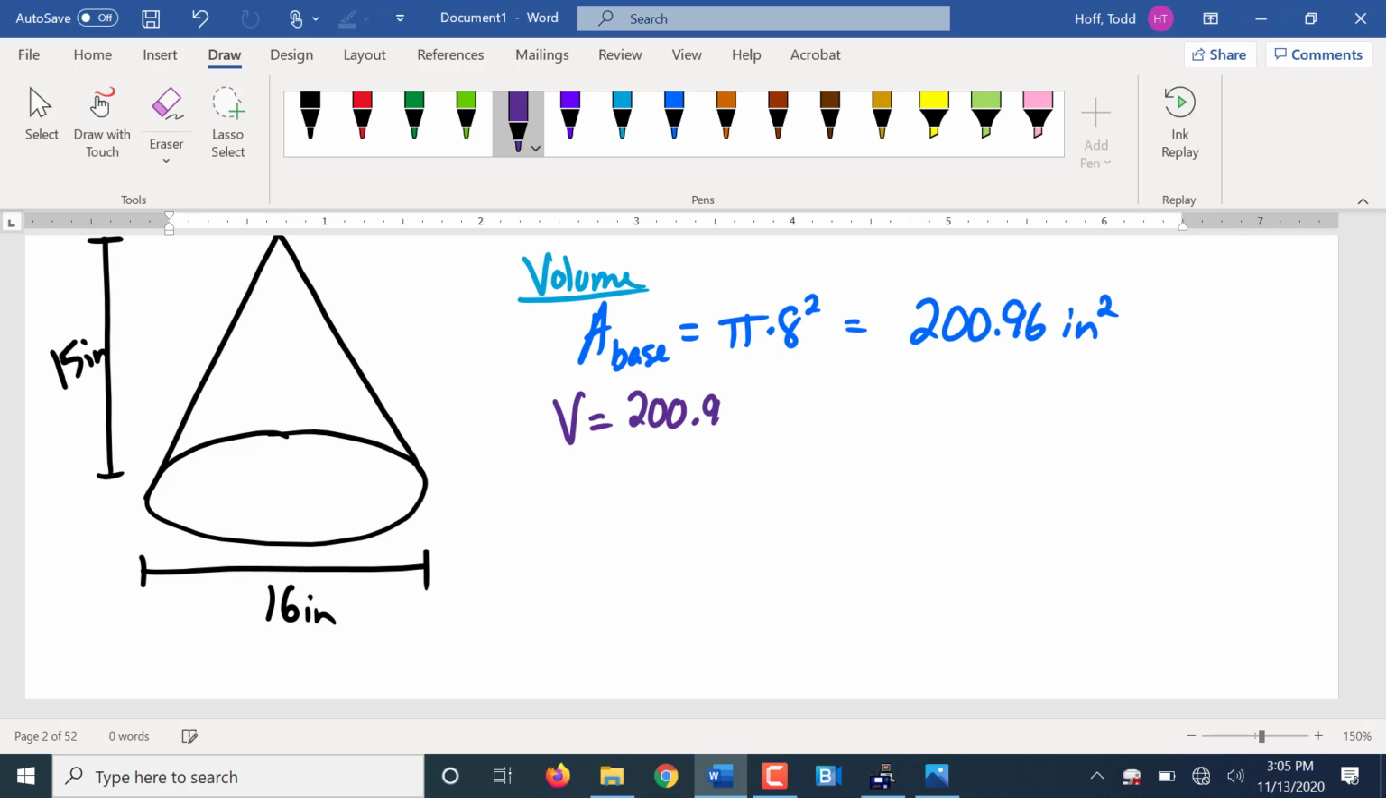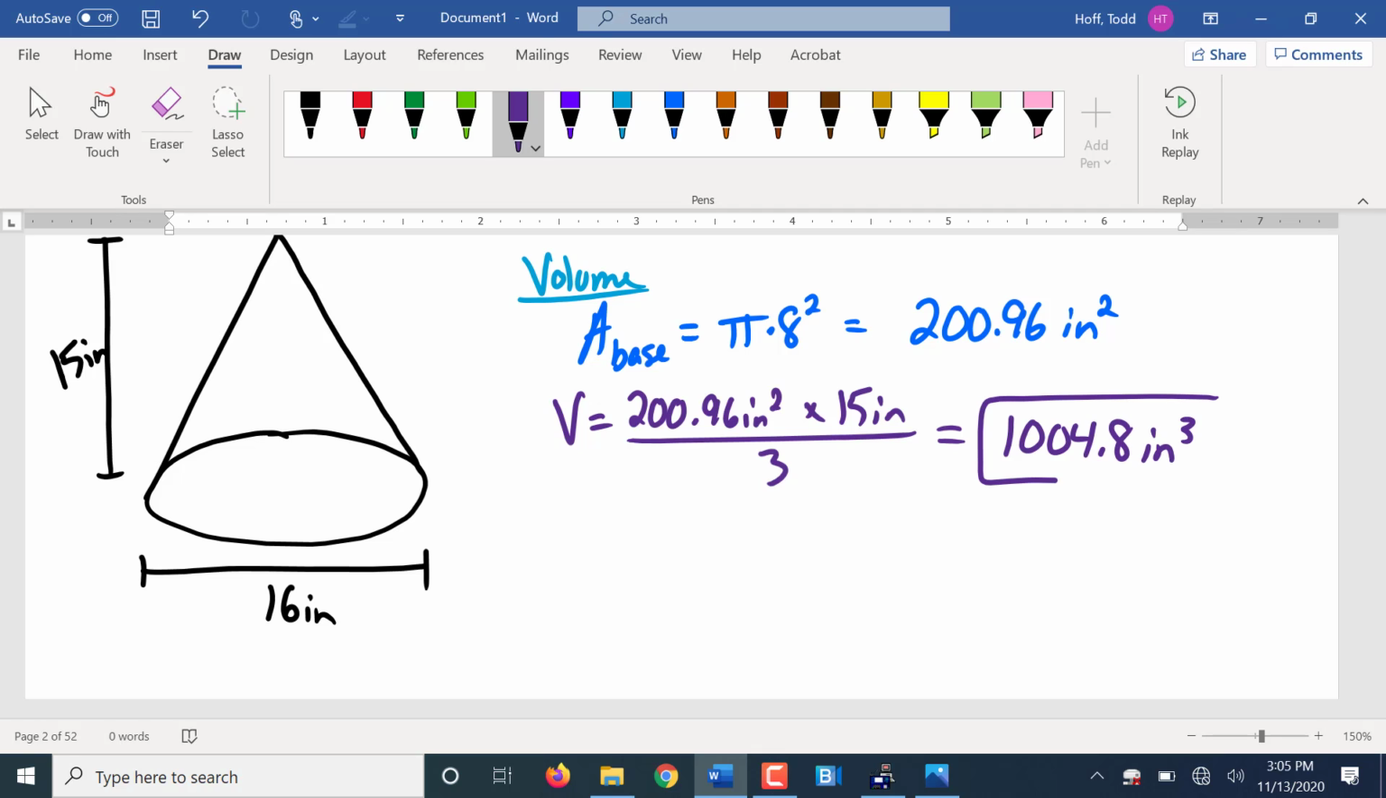So the 200.96 square inches times what? 15, and then we have to divide by 3, yes. So 1,004.8 cubic inches.